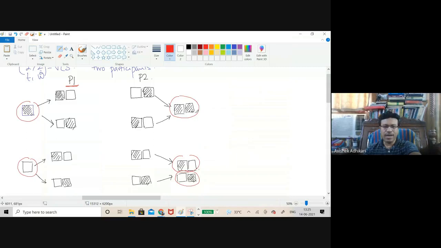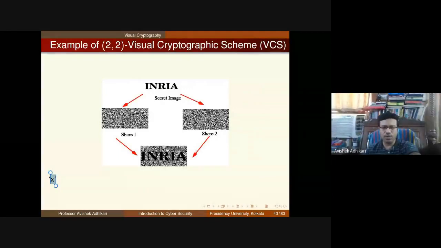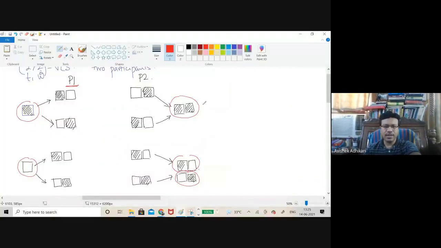Note why we are able to distinguish the image, why this INRIA is visible. That is important. Why is the INRIA visible? If you look here, for a black pixel, I am getting 2 black. But here, in both cases, I am getting only 1 black. As a result, there is a contrast difference.